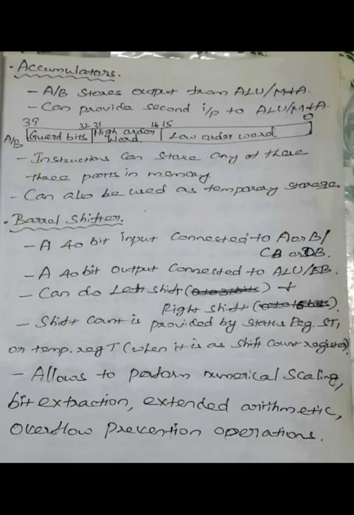The next is the accumulator inside the ALU of the digital signal processor C54x. We have two accumulators of size 40-bit, which are named A and B. These accumulators A and B can store output from the ALU or the multiplier and adder unit, or they can provide the second input to the ALU or the multiplier and adder unit.